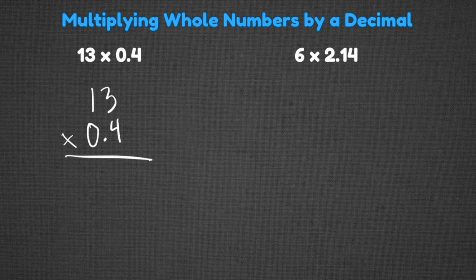And remember, we just do the regular multiplication algorithm. We forget about the decimals at this point. We leave them there. We don't do anything with them. We pretend like they're not even there. 4 times 3 is 12. And then remember, we do 4 times 1 plus 1. So this is going to be 52.